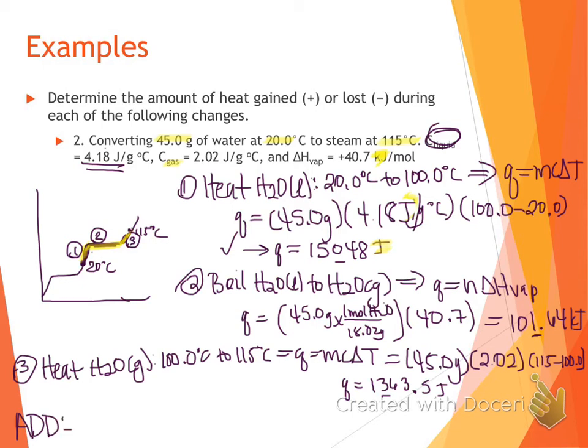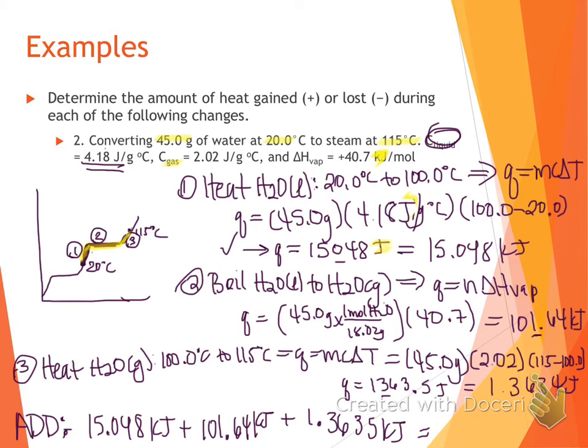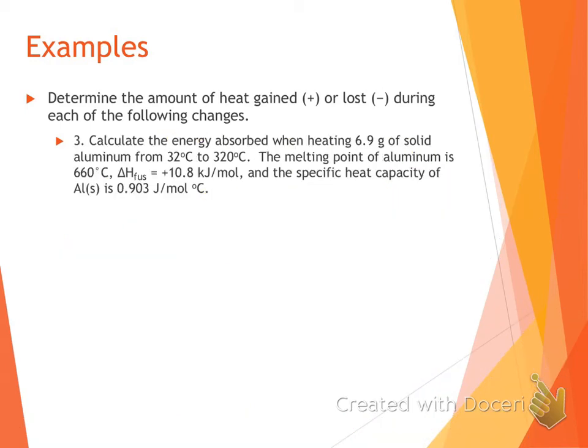Before we can add them all together, though, they need to be in equivalent units. My 1 and 3 are in joules. I'm going to convert them to kilojoules. Once each step is in kilojoules and we've added them all together, keeping our sig figs in mind, we'll get to go to the ones place following our sig fig rule for addition. Going to the ones place, we'll round to 118 kilojoules for that process of taking our 45 grams of water from 20 degrees to 115 degrees Celsius.